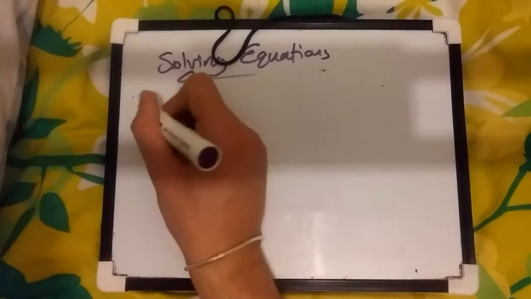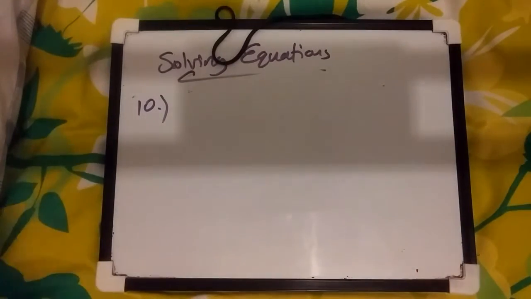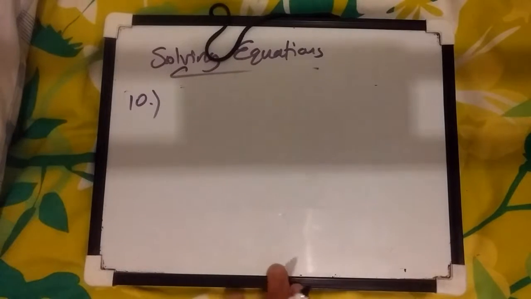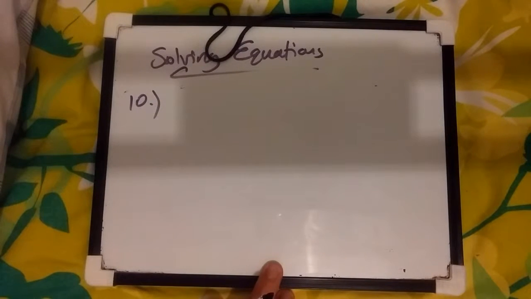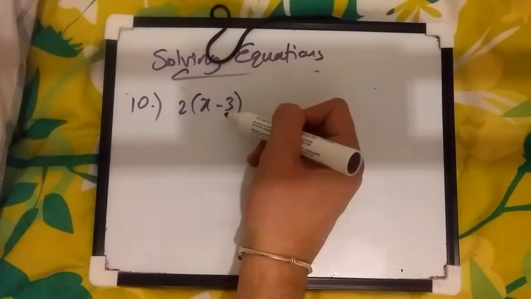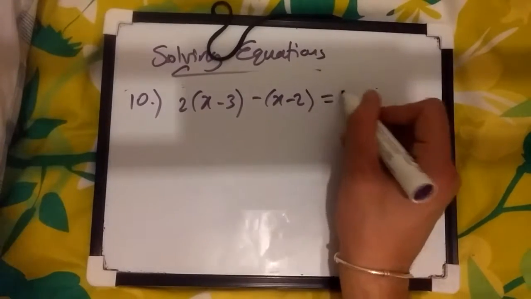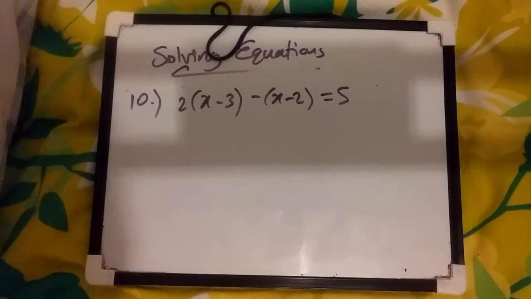So, number 10, the last one, o finito. Let us begin. Okay, here we're going to have the last question. Just to wrap up, we're going to have 2 times x minus 3 minus x minus 2 equals 5. So, let's have a bit more fun with this one.